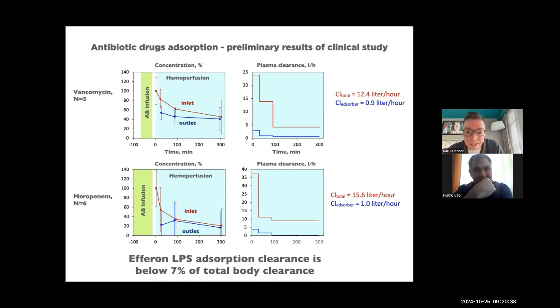But this is also, I think, part of the question of how long hemoadsorption should run. Of course, it carries some risks, and you should not make it longer than you need. If you can have the result fast, maybe you'd better stop it early and then repeat after redosing the antibiotic. Okay, thank you, Ivan.